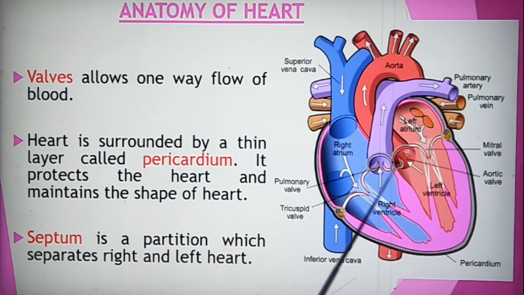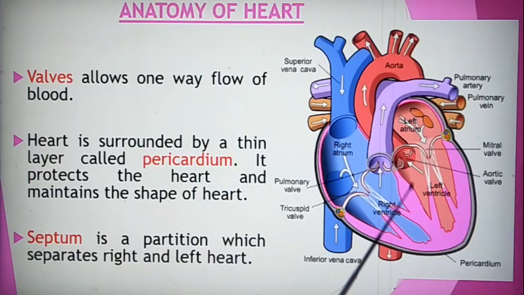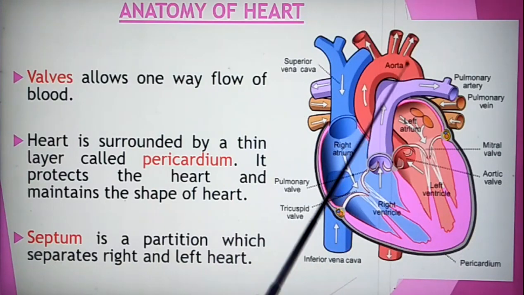Another structure is there in between. In the picture it is not clear, it is not marked. It is the septum. Do you know what the septum is? It separates the right and the left side of the heart. So these are the main important structures associated with the heart. They are the four chambers, then the pericardium, then the valves, and then the septum.